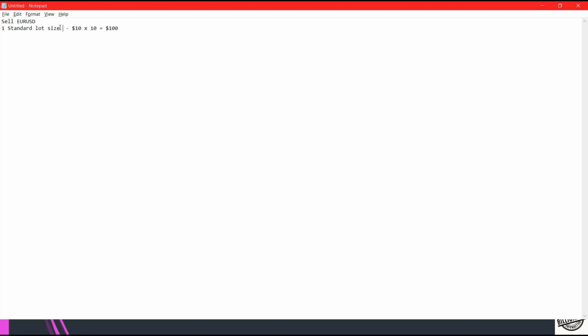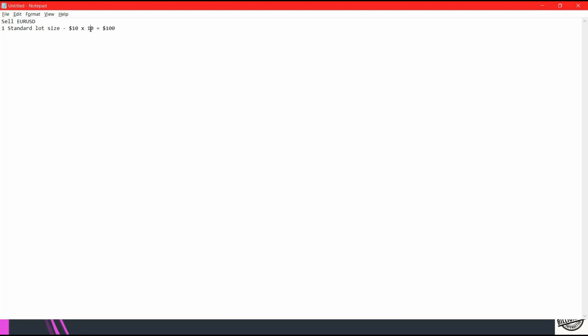One standard lot size means how much have I put in the market? $10 is what I'm taking out of my account. Let's say I had a $100 account, and I decided to take $10 out of that account to trade the market, to sell Euro USD, and the market now moved 10 pips. It means that I have made $100. So $100 plus the $100 that I have in my account, I've already grown that account to $200 by just the market moving 10 pips.